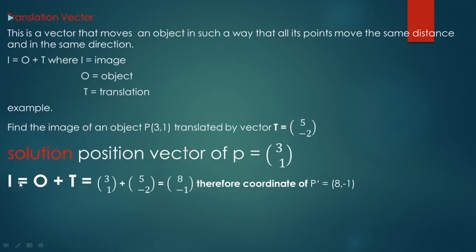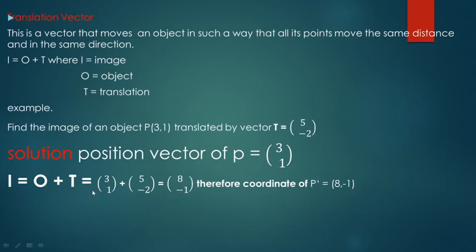So, we have been asked to find the image. We know that image is equal to object plus translation, as I said. So our image will be equal to the object, which is (3, 1), plus the translation, which is (5, -2). It gives you 3 plus 5 is 8, and 1 plus -2 is -1. So it is (8, -1).